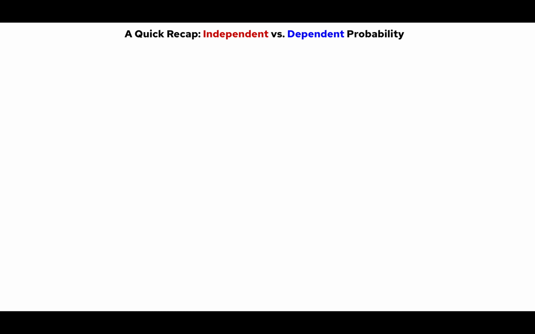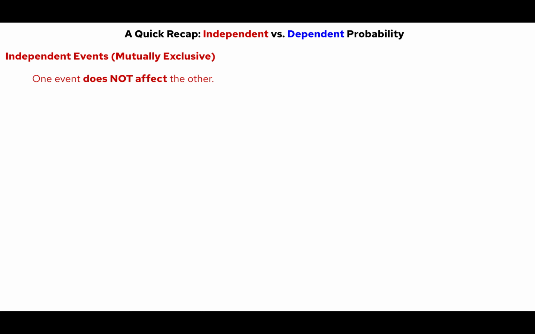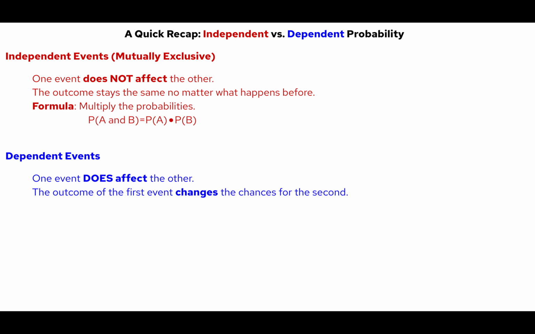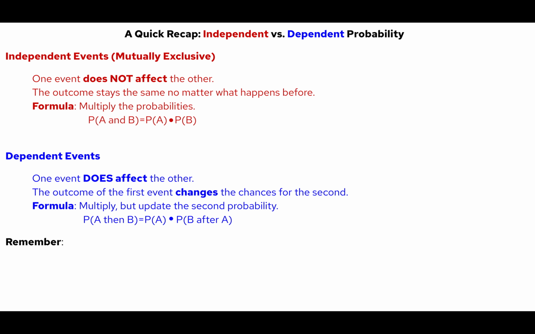So here's a quick recap of independent versus dependent probability. Remember, independent events, or mutually exclusive events, one event does not affect the other. The outcome stays the same no matter what happens before, and our formula is you multiply the probability of A and you multiply the probability of B. For dependent events, one event does affect the other, and the outcome of the first event changes the chances for the second. The formula: multiply the probability of A and multiply by the probability of B after A happens.